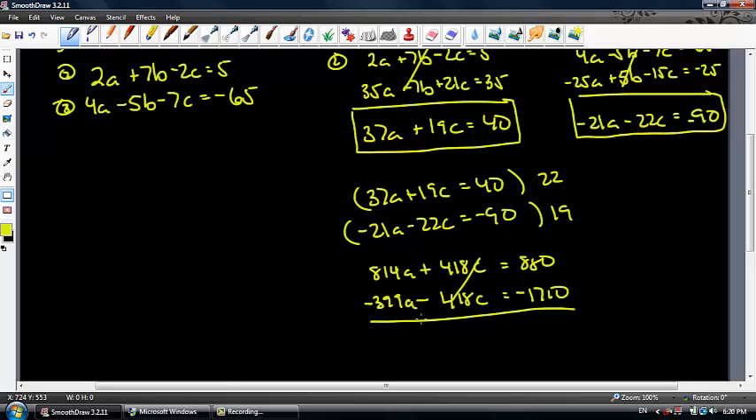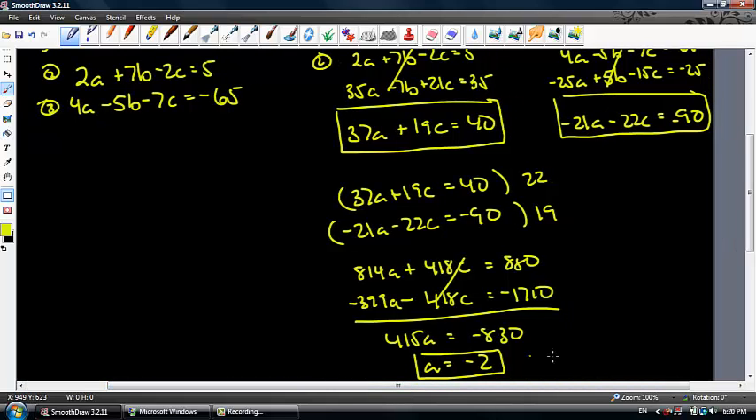So this is going to go away. You get 814 minus 399. You get 415a, and that's going to equal negative 830. So a should equal negative 2. Wow, that's a lot of work. Okay, let's go ahead and pump this back in. I'm going to pump it into the second equation here.